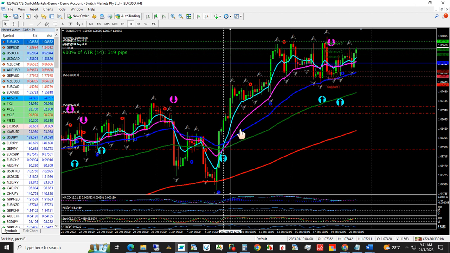Why? If you look at the moving averages, they are orderly. The 8 on top of the 21, 21 on top of the 50, 50 on top of the 100, 100 on top of the 200. So we would only take a buy signal in this time frame or on this strategy.